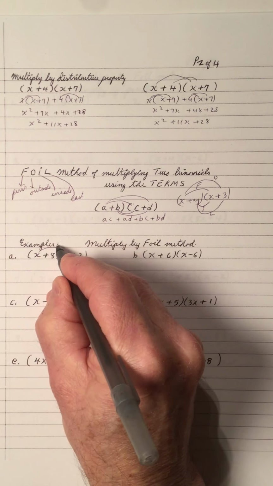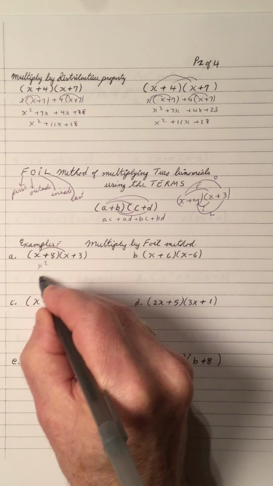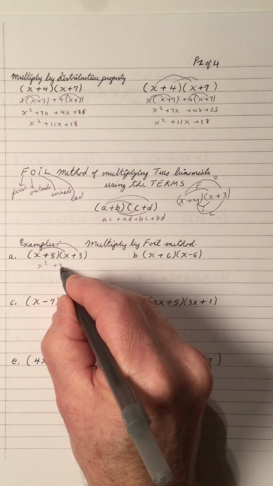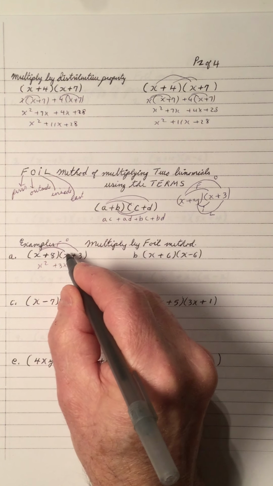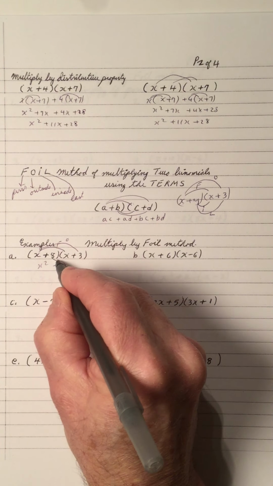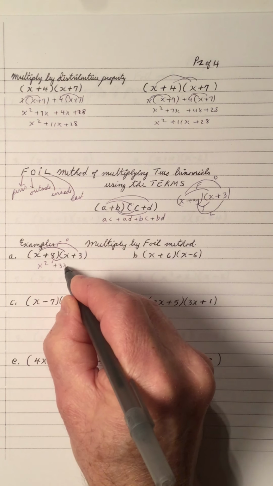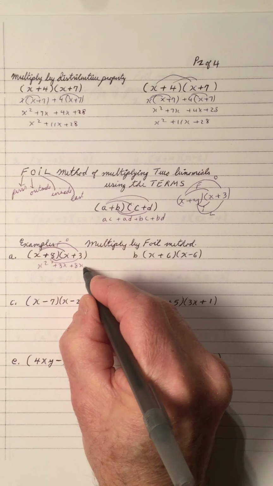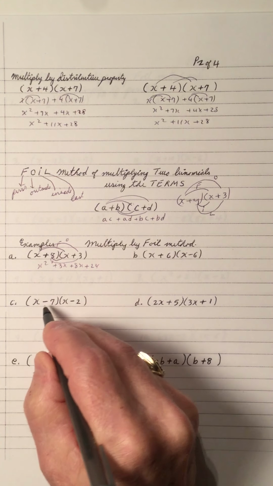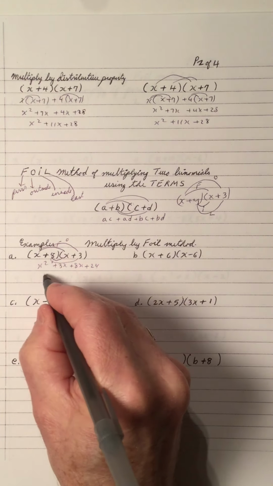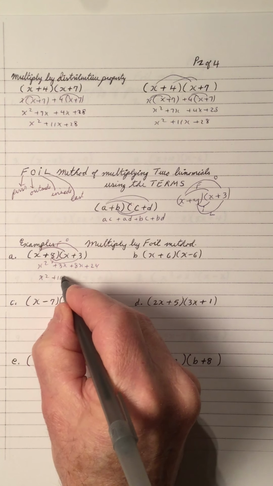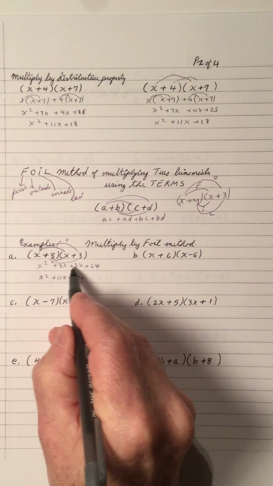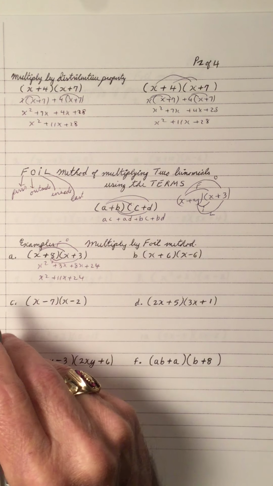First, x squared. Outside, 3x. Inside, 8x. And last is 24. First, outside, inside, last. And then you add up your like terms. 3x and 8x is 11x.